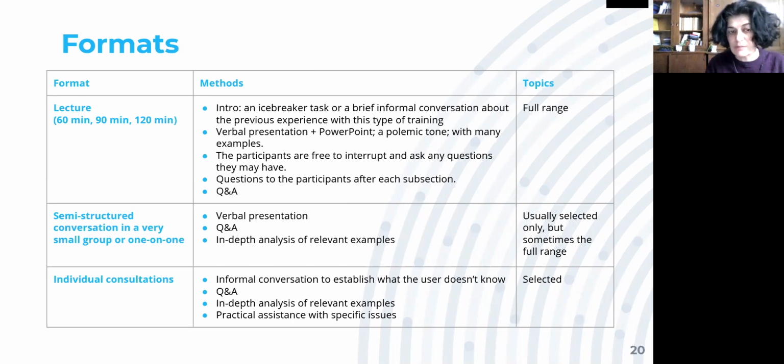When I have those semi-structured conversations, we usually select some topics. Either participants identify these topics themselves, or through conversation with them, I identify these topics. I see what they don't know, they don't understand. And then I present these things. These are usually short presentations, but we have an extensive Q&A session, and we try to analyze examples. For example, a particular text that contains plagiarism, we try to analyze it to identify this, or we try to identify places in the text where the author should have cited sources, but the sources are not cited, etc.